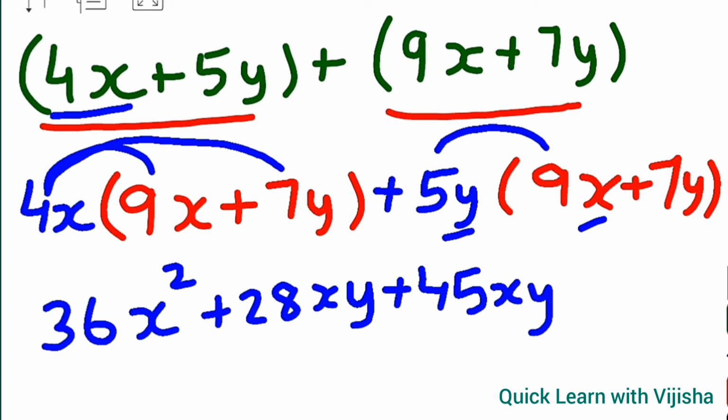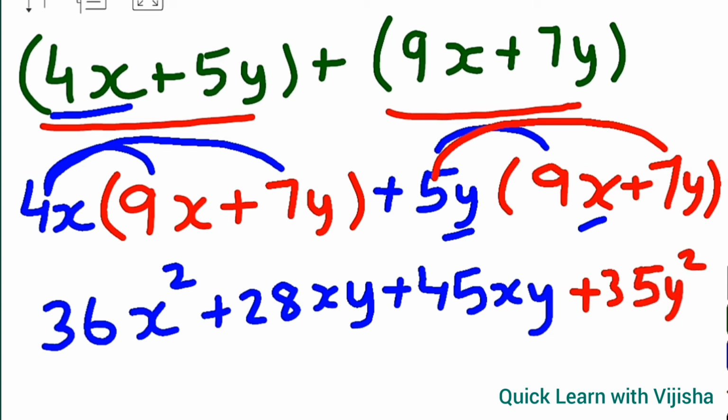Don't forget the signs also. This plus and plus will give you the answer as plus, and 5 sevens will give you the answer as 35, and y variables, 2 y are there, so y square. I hope you are understanding, children. If you find any difficulty, you can write to me in the comment box. I will surely reply to your comments.